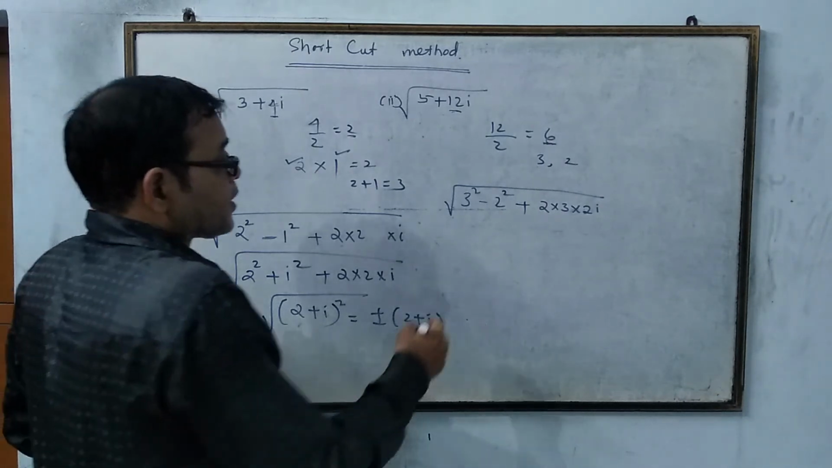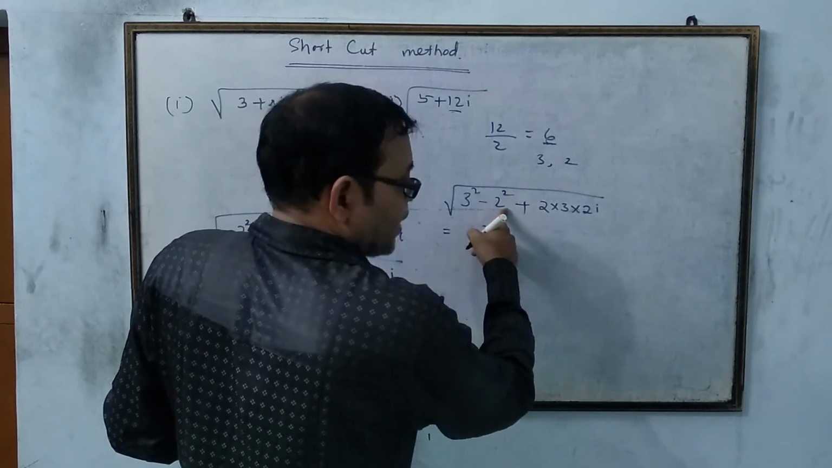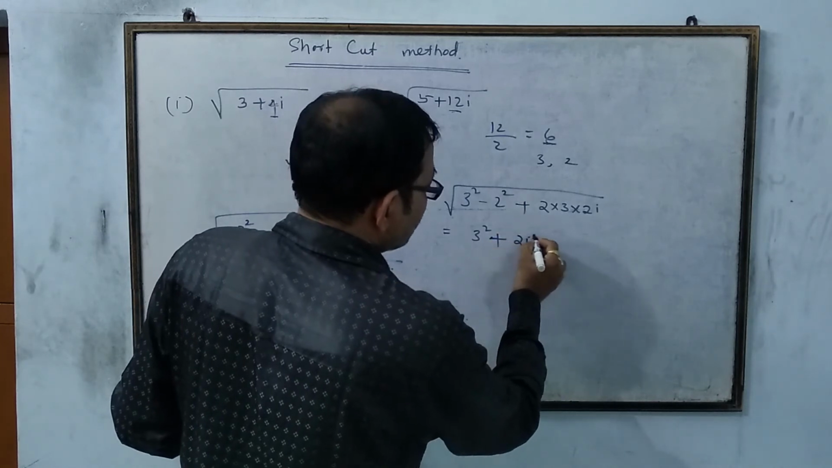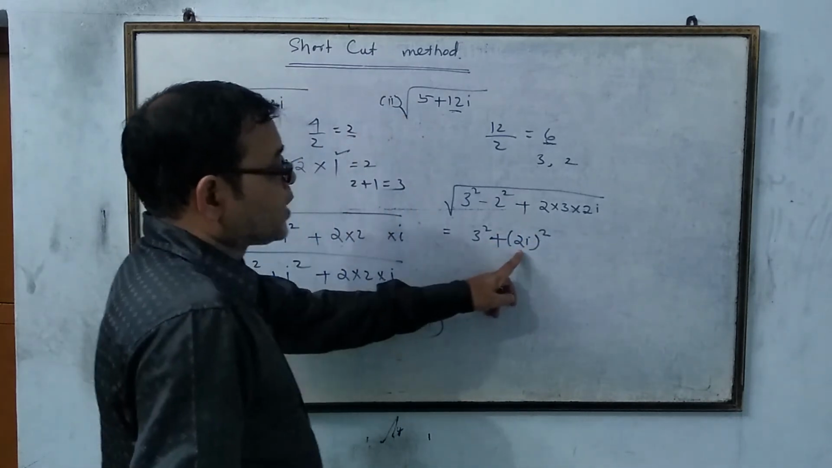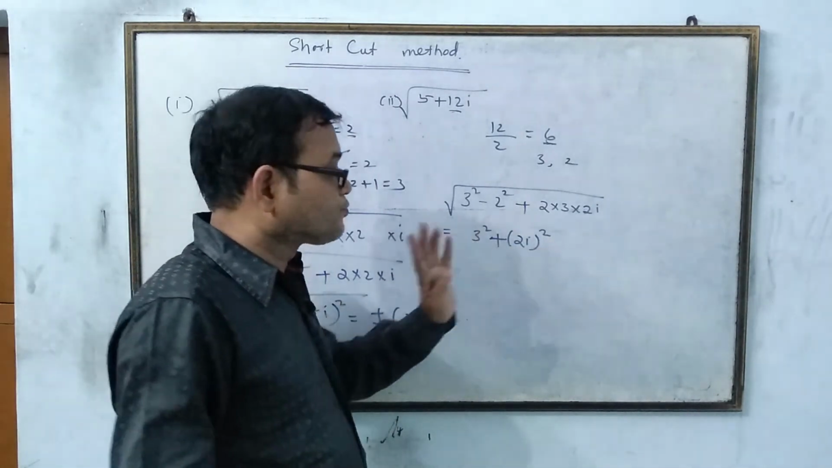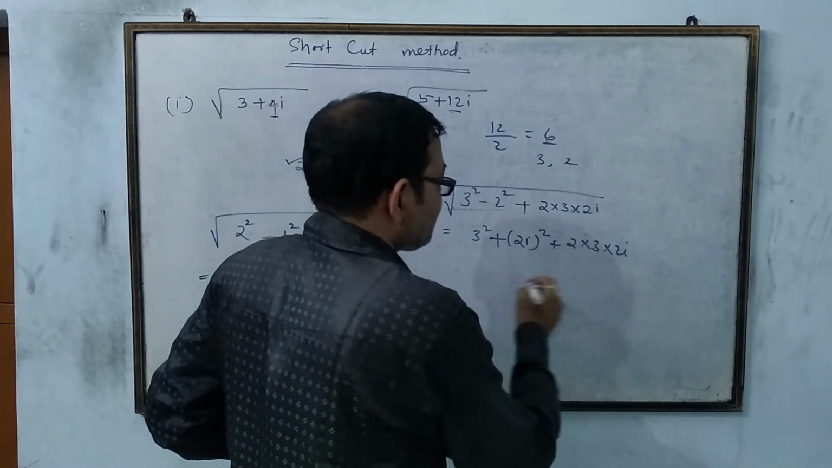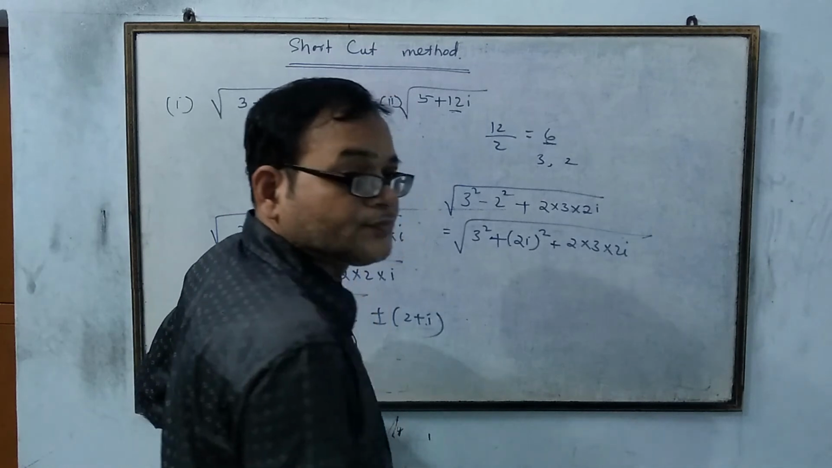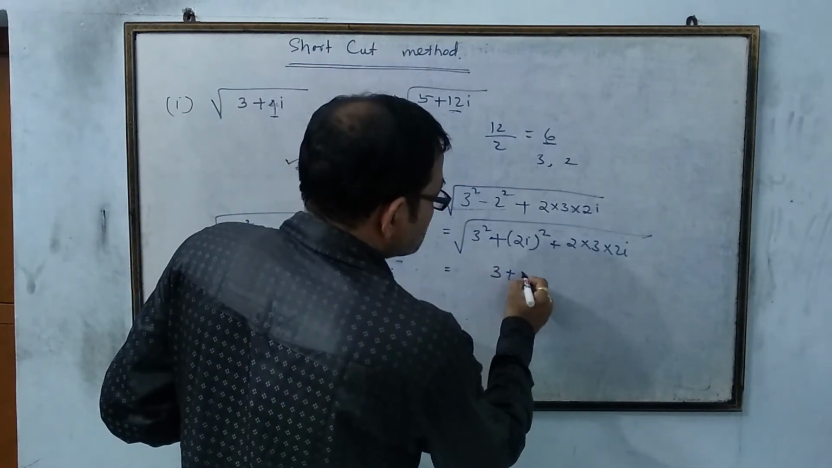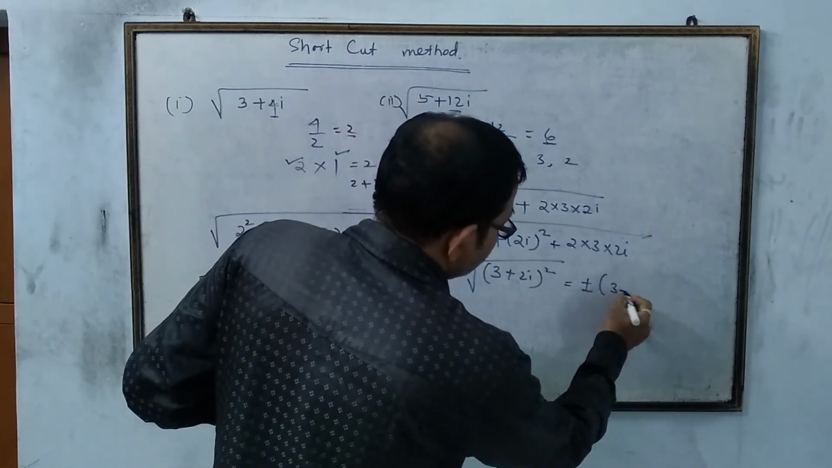That means we are getting 3 square minus 2 square, minus 4. Minus 4 means it is 2i whole square, since 2 square is 4 and i square is minus 1, so 4 into minus 1 is minus 4. Plus 2 into 3 into 2i under root. The answer is 3 plus 2i whole square under root, which is plus or minus 3 plus 2i.